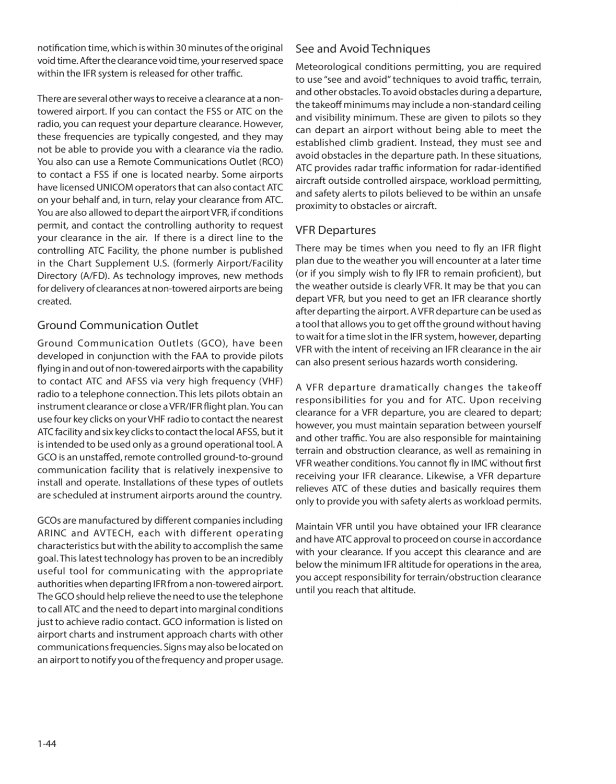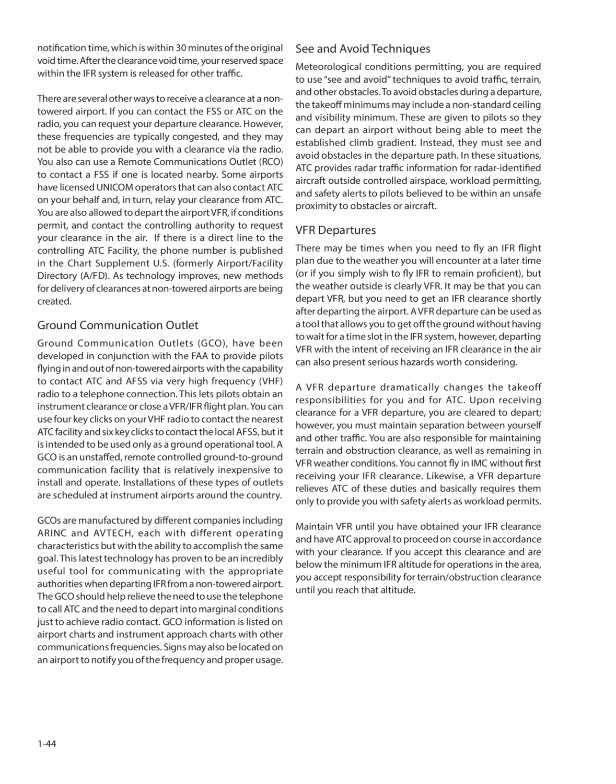If you can contact the FSS or ATC on the radio, you can request your departure clearance. However, these frequencies are typically congested, and they may not be able to provide you with a clearance via the radio. You also can use a remote communications outlet, RCO, to contact a FSS if one is located nearby. Some airports have licensed Unicom operators that can also contact ATC on your behalf and, in turn, relay your clearance from ATC. You are also allowed to depart the airport VFR, if conditions permit, and contact the controlling authority to request your clearance in the air.